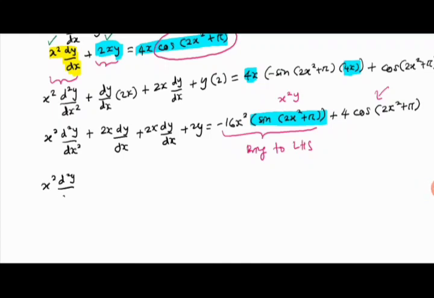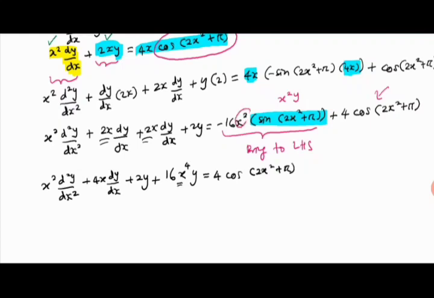So we have x squared d square y dx square here. And then 2x dy dx plus 2x dy dx is 4x dy dx. And plus 2y plus 16x to the power of 4y equals to 4 cos 2x square plus pi. Okay, x to the power of 4 I obtain from when I multiply x square and x square, so we get x to the power of 4.